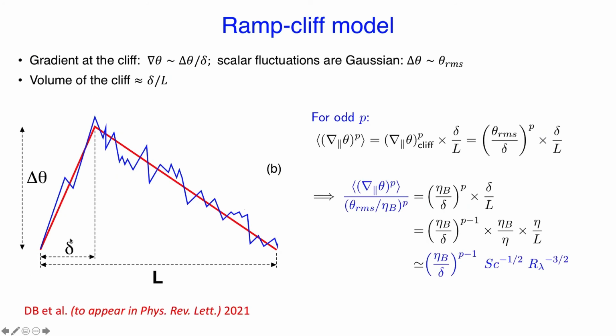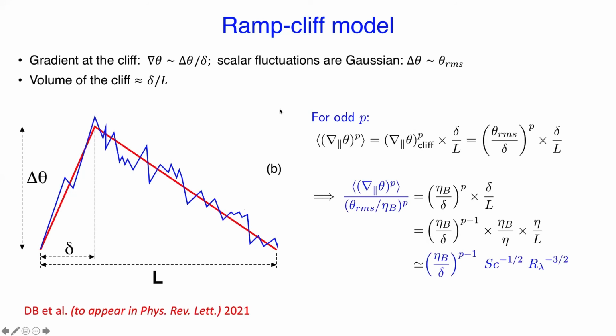So the volume of the cliff occupied here is delta over L. If I were to take some pth order moment which is odd across this ramp cliff, then what would happen is that the gradient at the cliff, which I'm calling nabla theta cliff, which is delta theta by delta, will be the only one remaining. Essentially, assuming that the small scale motions, if I look at odd order moments, cancel each other off.